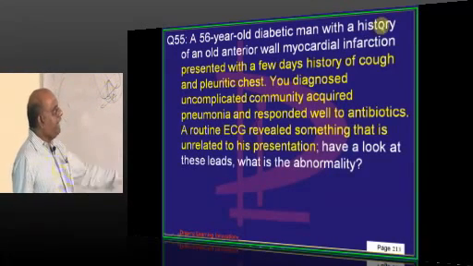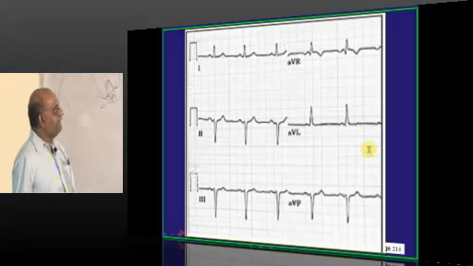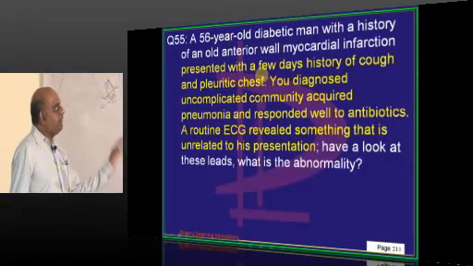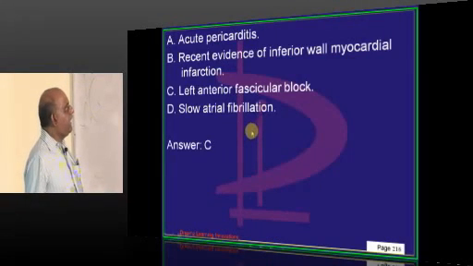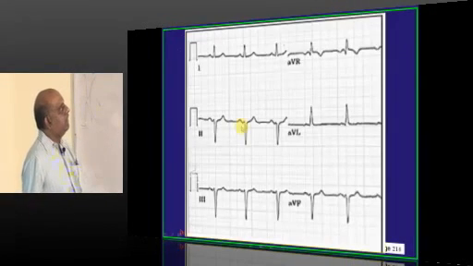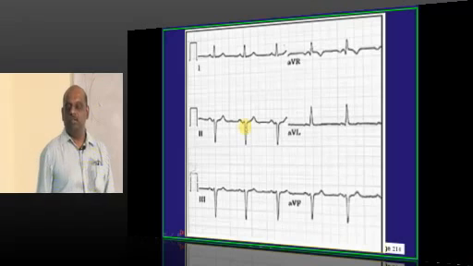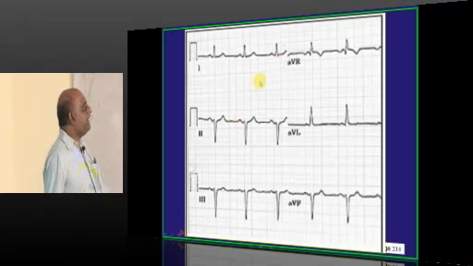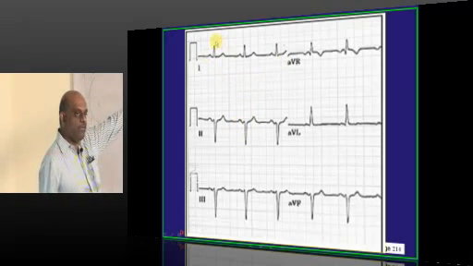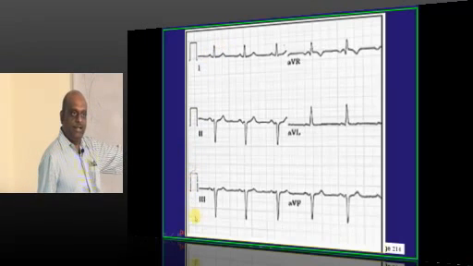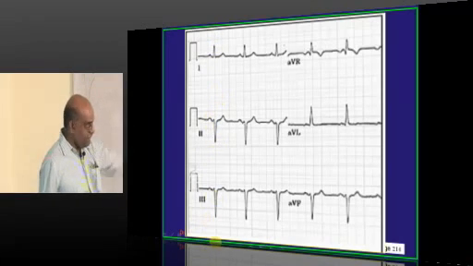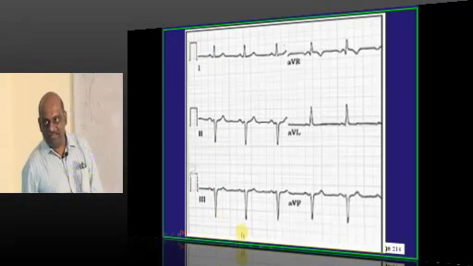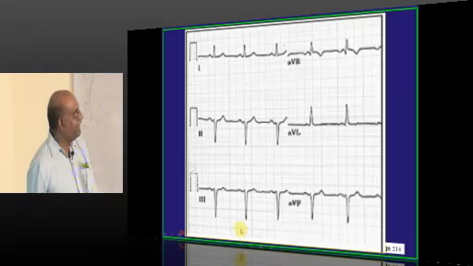A routine ECG is being done in a 56-year-old presented with pleuritic chest pain. What is your diagnosis? Once more, it's a story of left anterior fascicular block. What will left anterior fascicular block do to the axis? What is the axis here? Lead 1, lead 3, how are they looking? Lead 1 up, lead 3 down. Hence, left axis deviation.